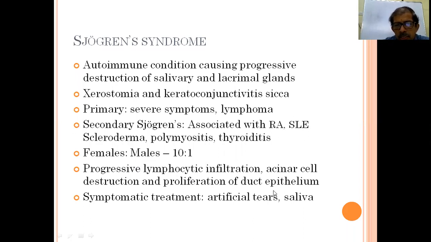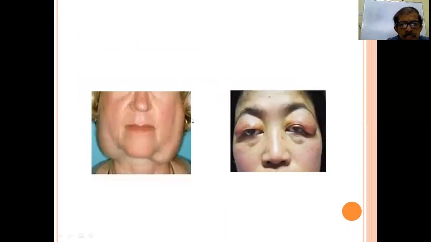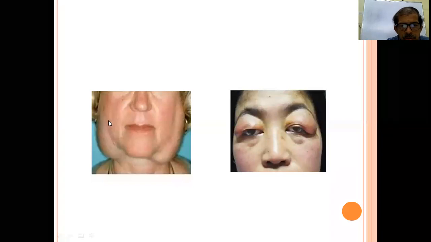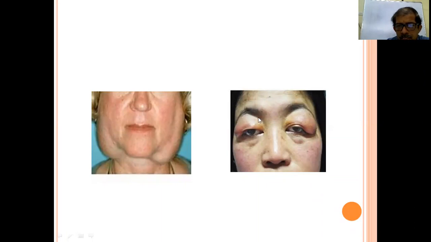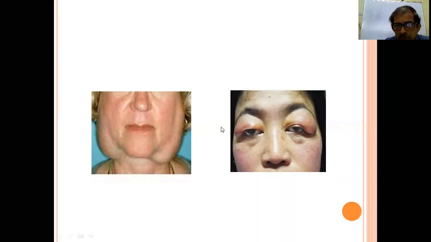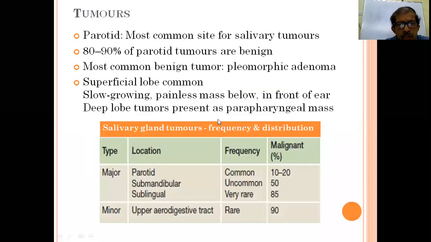Treatment is only palliative. You can give artificial tears, and artificial saliva is also available, but the easiest way is to drink as much water as possible. So this is the involvement of both the parotid and submandibular glands, whereas here we can see the lacrimal gland involvement in Sjogren's.